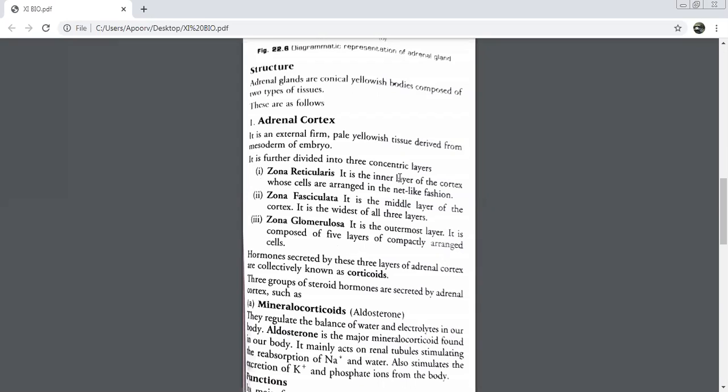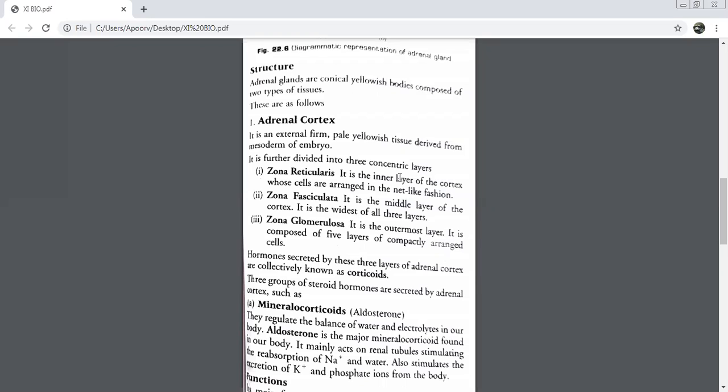Net-like fashion. Now from inner we are going to outer. The next layer is called zona fasciculata. Please pronounce it: zona fasciculata. The middle layer, and it is the widest of all three layers.